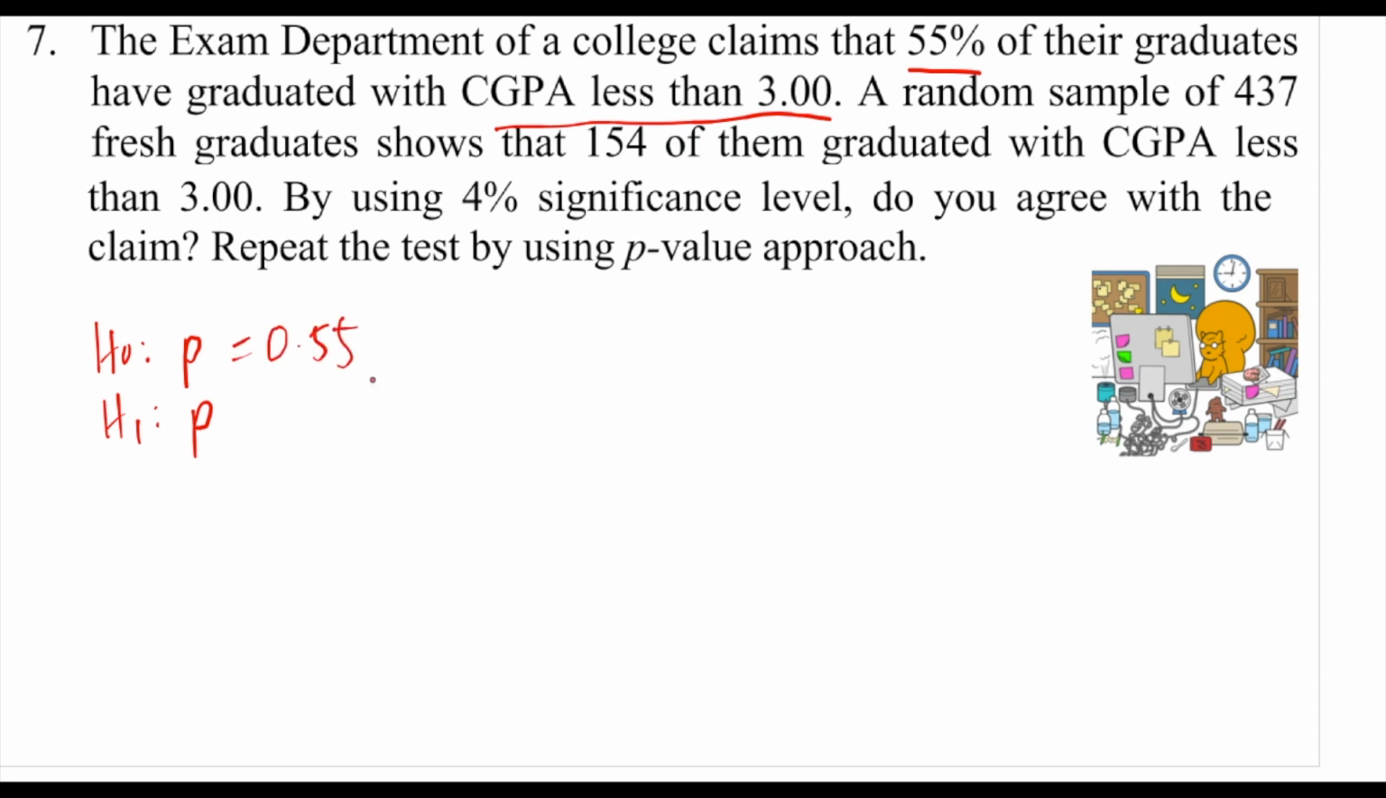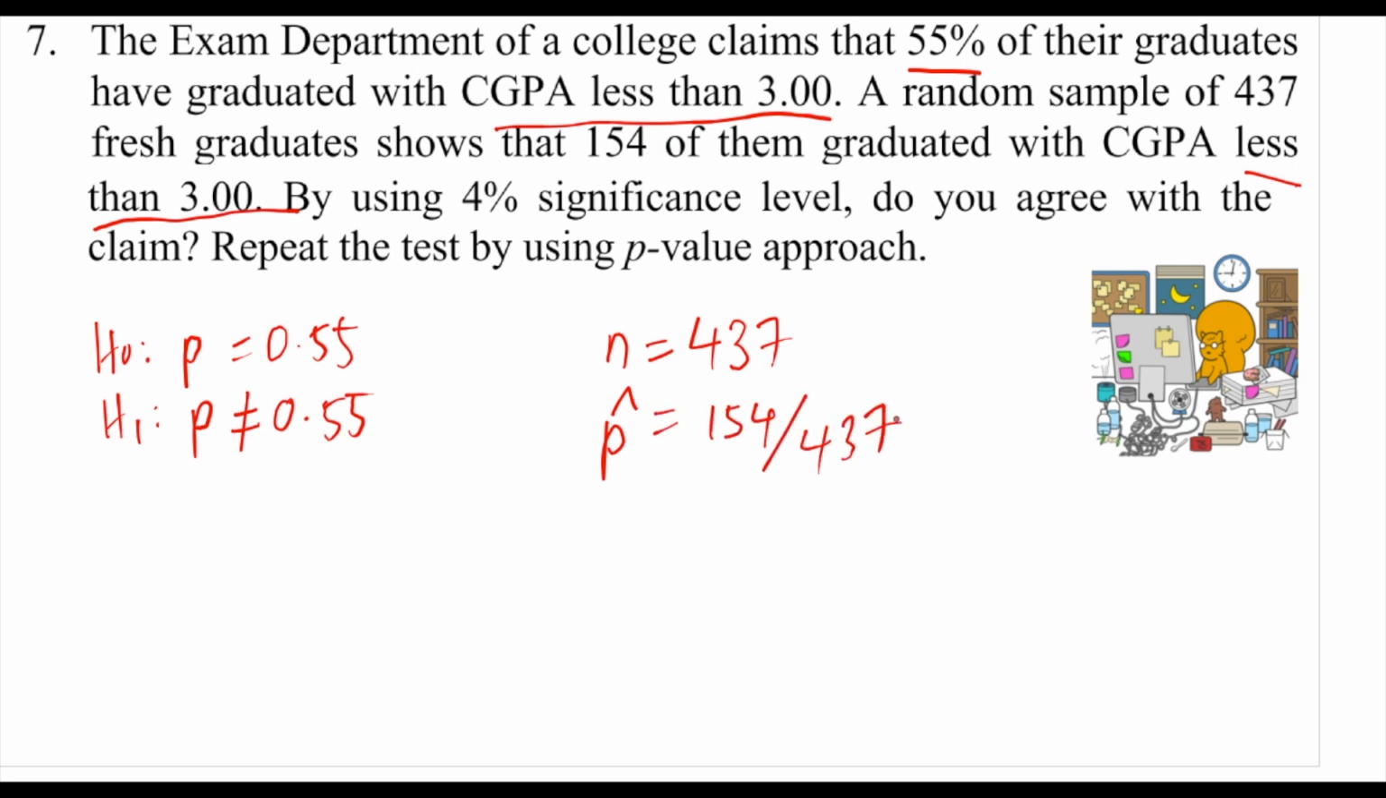Do you agree with the claim? So the alternative would be not equals to 0.55. What else is provided? A random sample of 437. And out of this, 154 graduated with CGPA less than 3. This is our success. So that would be our P hat, 154 out of 437. Definitely for your proportion question, we would be using the normal distribution.